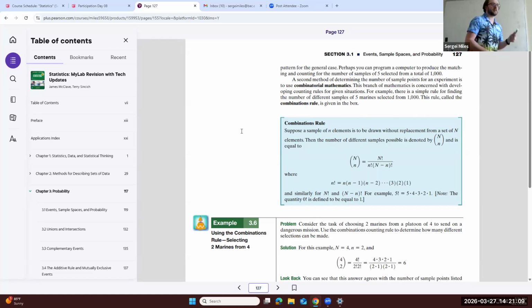So let me switch to the board here as we're talking about this. Turn off the screen share.